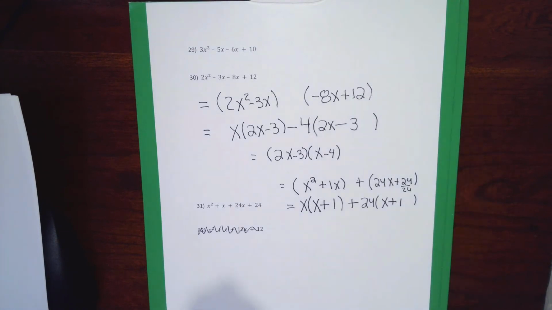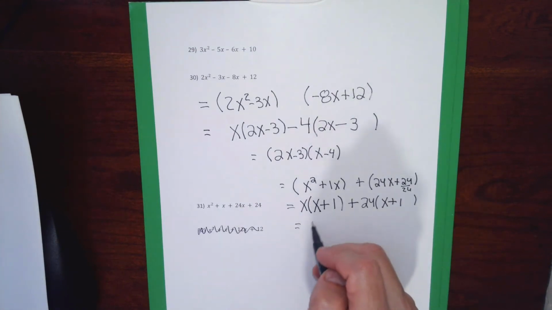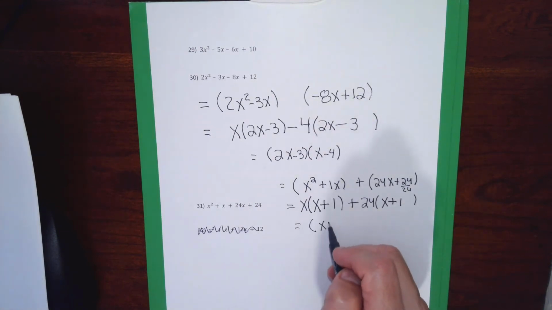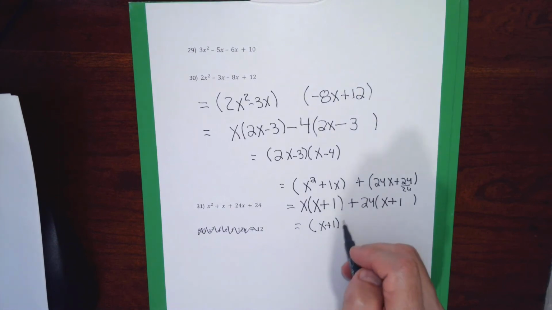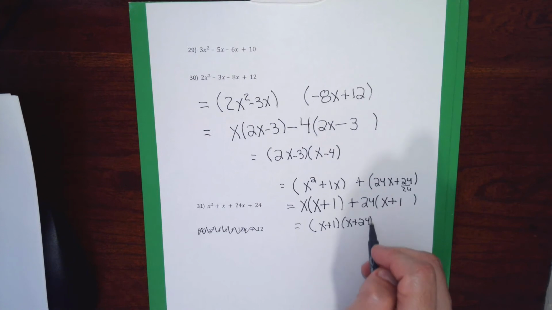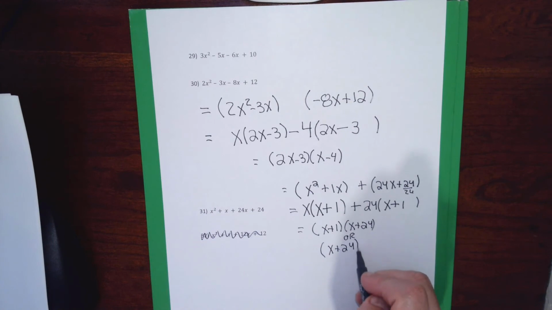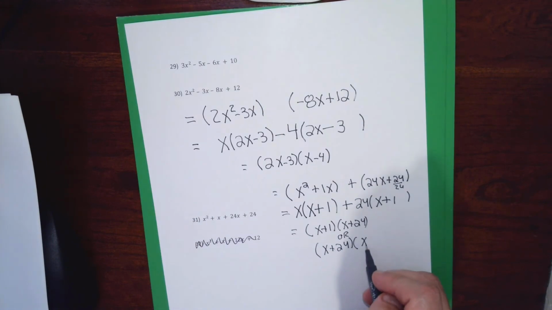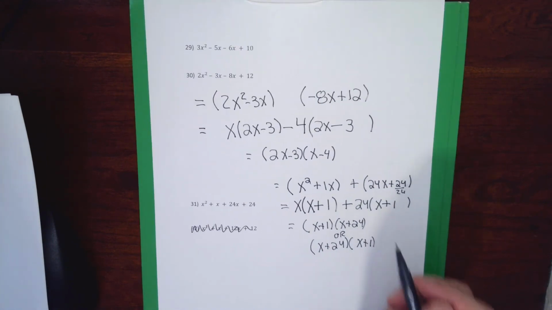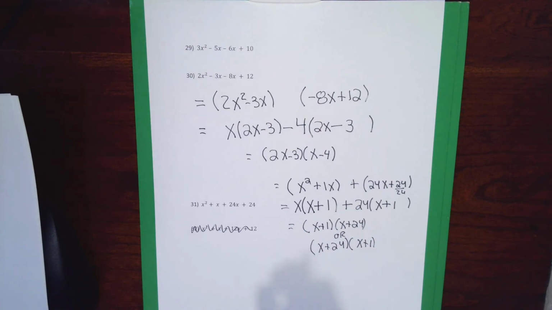Now I see my common parentheses, which is going to be one of my factors in my answer, and what's in front of the common parentheses is going to be the other factor. Of course, you can flip-flop the order. It makes no difference if you would have written x plus 24 first and x plus 1 second. Both equally good.